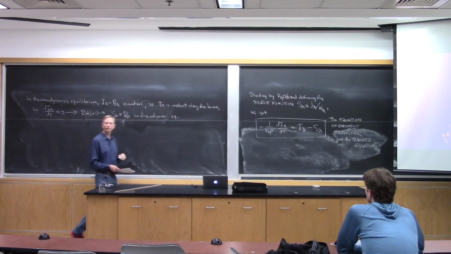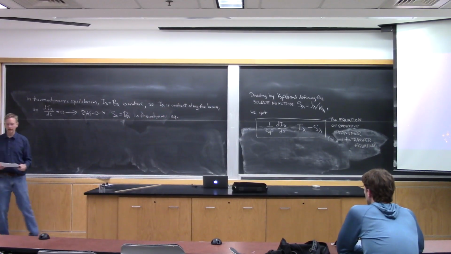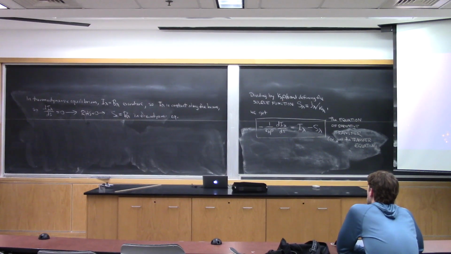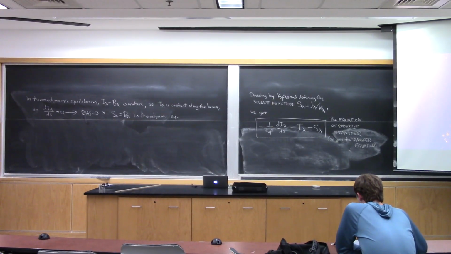Does that make sense? See what I'm getting at there? One side is 0, the other side is 0. So I lambda equals S lambda, but in thermodynamic equilibrium, I lambda is B lambda. So therefore, S lambda and B lambda are equal in thermodynamic equilibrium. An important result.